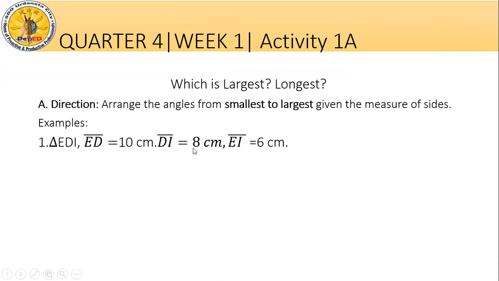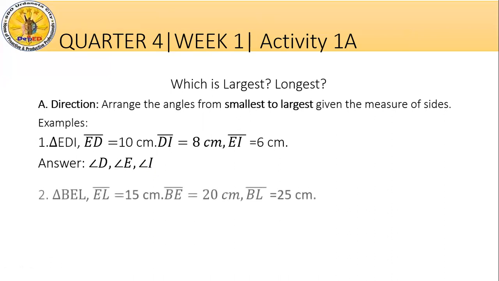Okay, you look at first the shortest side. The shortest side is EI. And what is the missing letter here in EI? It's D. So the smallest angle is angle D. Second, 8. What is the missing letter inside DI? It is the angle opposite DI. So it's angle E. And the largest angle is the angle opposite ED, which is angle I. So your answer would be angle D, angle E, and angle I.